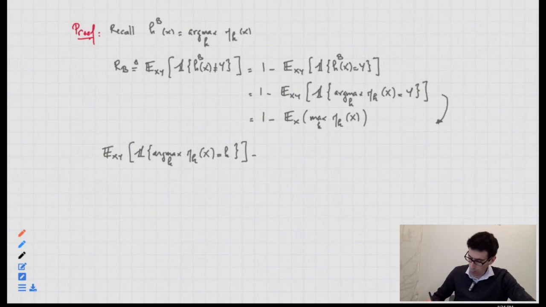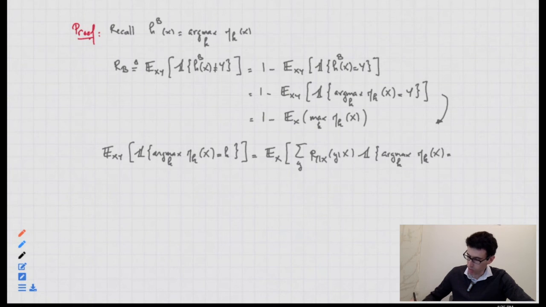So what I'm going to do is rewrite my expectation over xy as first an expectation over x, and then there is an expected value over y given x, which I'm going to write explicitly as the sum over y, P of y given x, which is still a random variable here, times my indicator function, argmax over all k of eta k of x, which is still a random variable, equal to my label, which is y here.